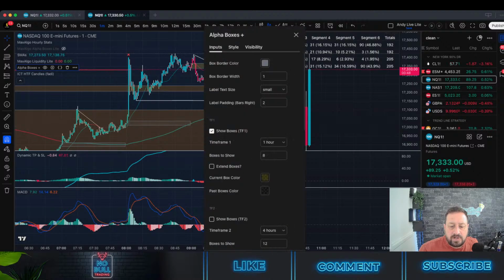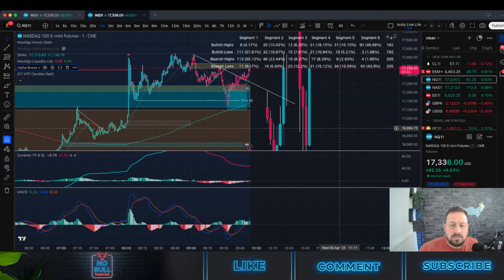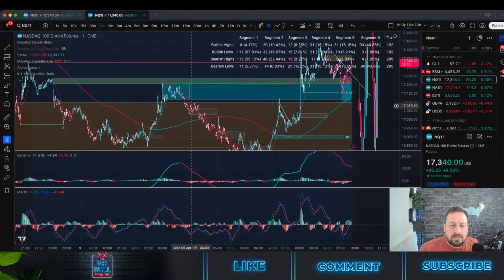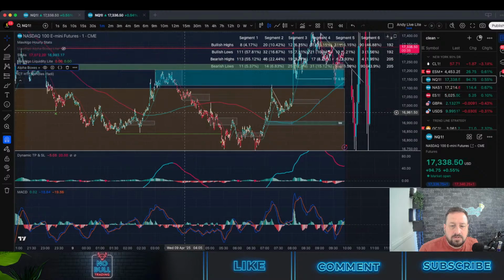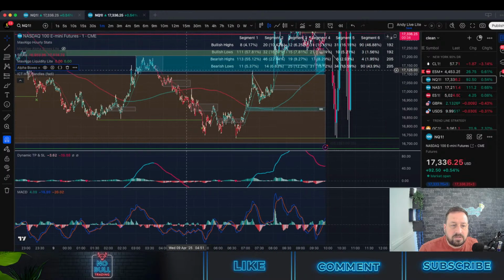So let's put our 4 hours back on, but let's just lower them to the last 3. So our current 4-hour. No, it's our current 4-hour. It's our previous 4-hour.